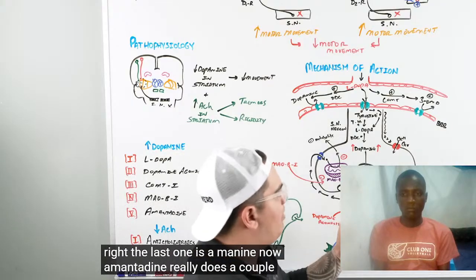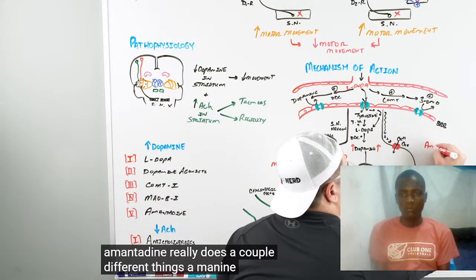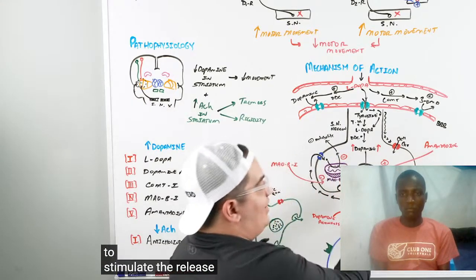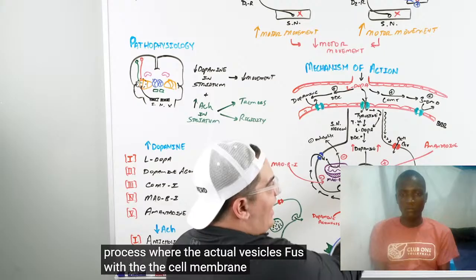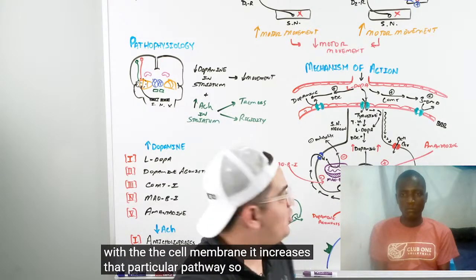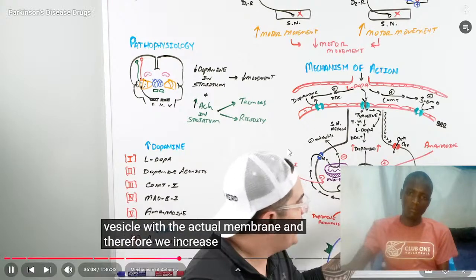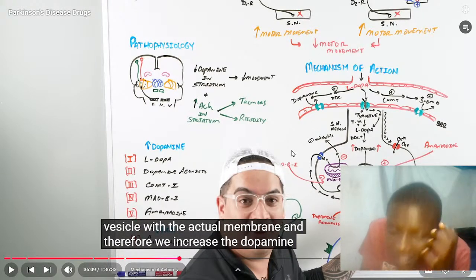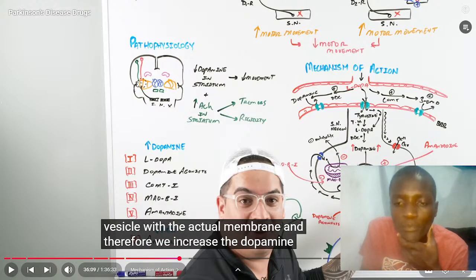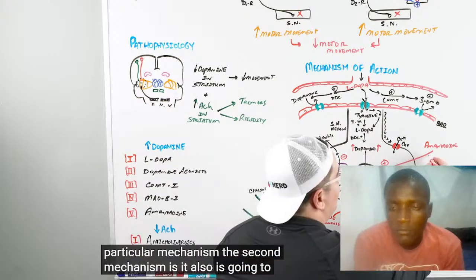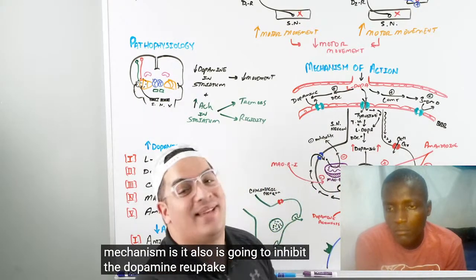Now, amantadine really does a couple different things. Amantadine works to stimulate the release. So you see this process where the actual vesicles fuse with the cell membrane, it increases that particular pathway. So it wants to increase the synaptic vesicle fusion with the actual membrane. And therefore we increase the dopamine. So amantadine basically facilitates the release of dopamine from the vesicles. Release into the synapse. That's one particular mechanism. The second mechanism is it also is going to inhibit the dopamine reuptake transporters.